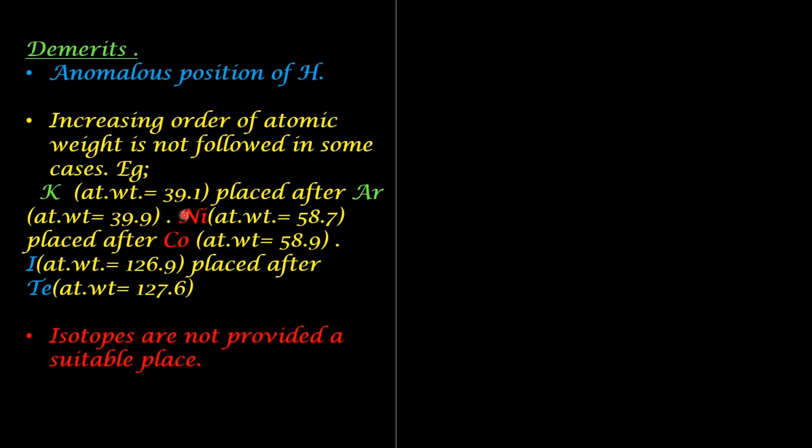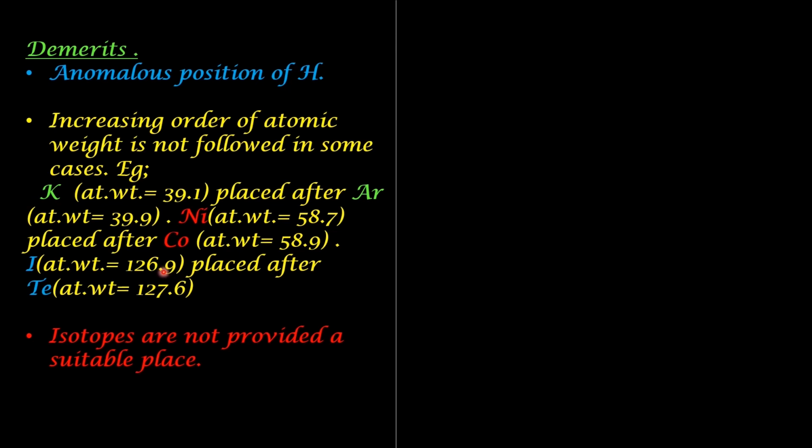For example, potassium has atomic weight equal to 39.1 and argon has atomic weight equal to 39.9. So argon should be placed after potassium. But Mendeleev has placed potassium after argon. Similarly, cobalt should be placed after nickel, but nickel is placed after cobalt. Also, iodine is placed after tellurium. In all these cases, increasing order of atomic weight is ignored.